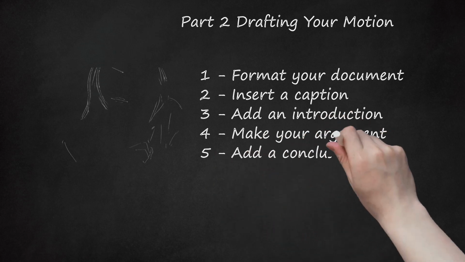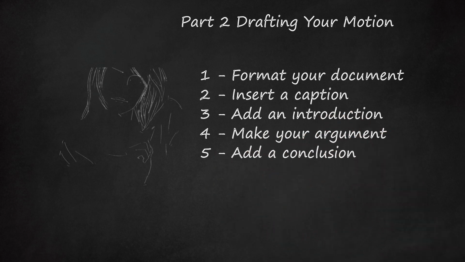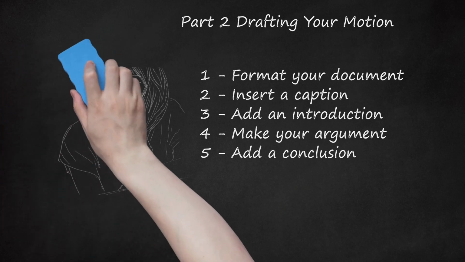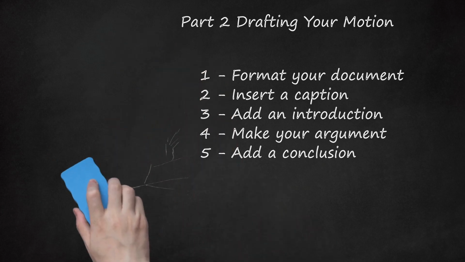5. Add a conclusion. Your conclusion should be brief. You can simply repeat why you brought the motion and request that the judge grant it. For example, you could write, for the reasons stated above, this court should grant this motion for relief from judgment pursuant to Rule 60(b).